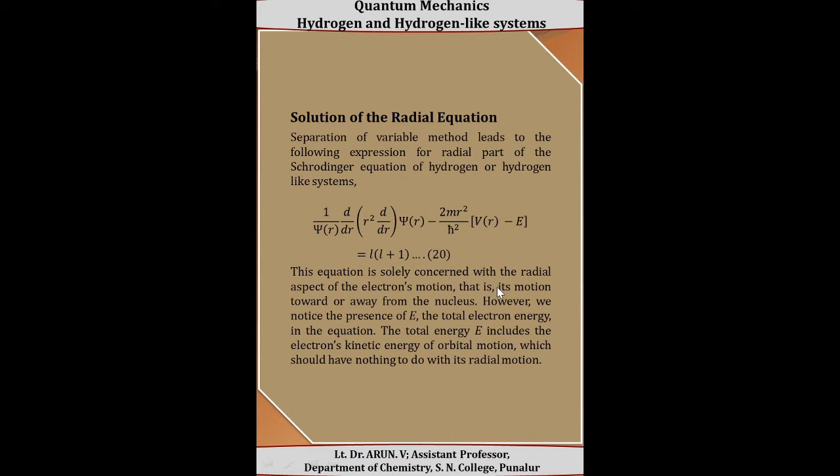This equation is solely connected with the radial aspect of the electron's motion, that is, its motion towards or away from the nucleus. However, we notice the presence of E, the total electron energy, in this equation. The total energy E includes the electronic kinetic energy of the orbital motion, which should have nothing to do with its radial motion.